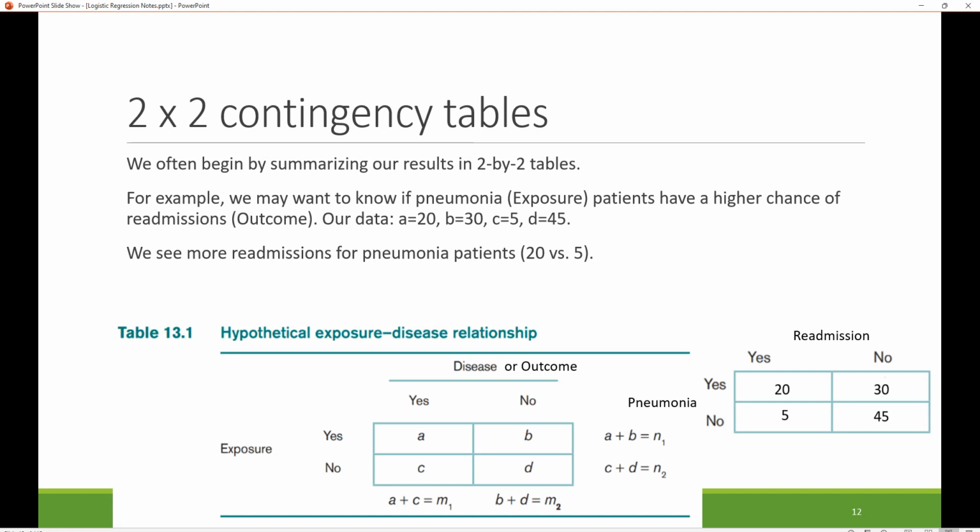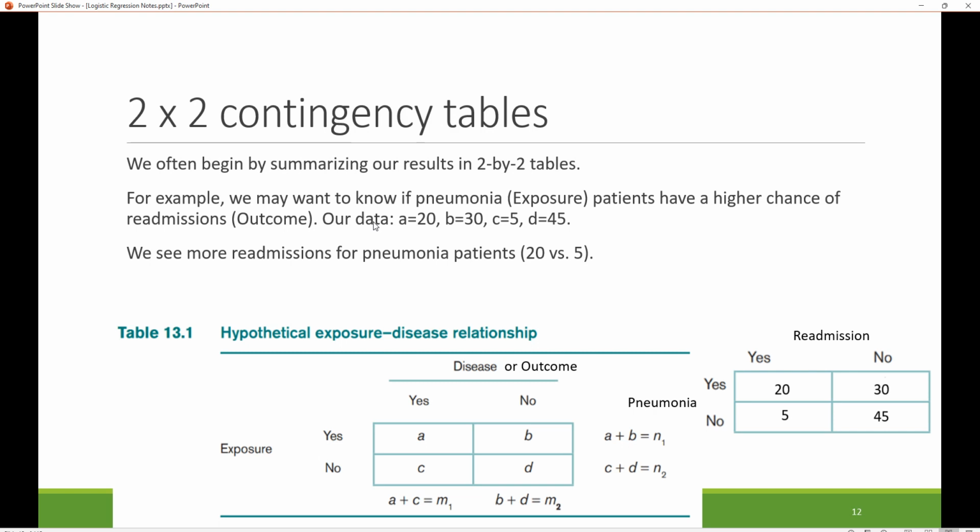And one way that we usually begin by looking at outcomes that have just two categories, which is why we use logistic regression, is we begin with the 2x2 contingency table. And that just gives us a good way of summarizing our results in these 2x2 tables. For example, we may want to know if pneumonia, which is an exposure in this table on the left side, if pneumonia patients have a higher chance of readmissions, and that would be the columns in this table.